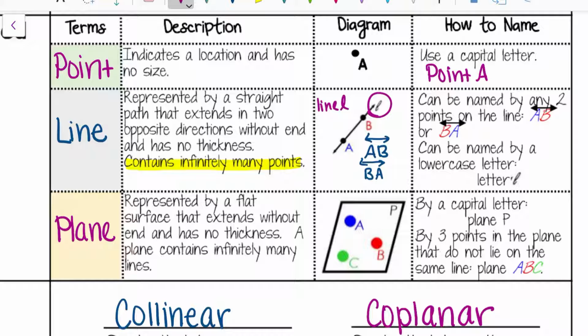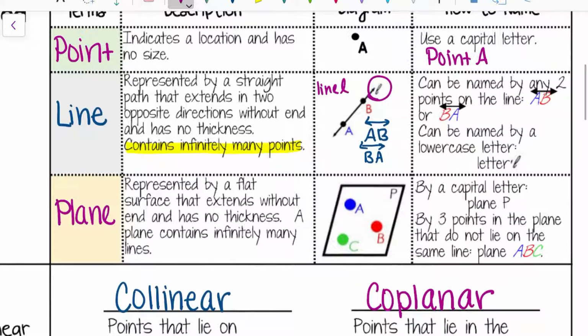A plane is represented by a flat surface that extends without end and has no thickness. A plane contains infinitely many lines and also has infinitely many points. To name a plane, you name it by the capital letter in the upper corner that has no point associated with it, so this could also be called plane P. You also name it with 3 points that do not lie in the same line. So this could be plane ABC. A lot of times you'll see a plane represented in a cube. It's kind of like the walls of a room, and each wall and ceiling and floor can represent a plane.